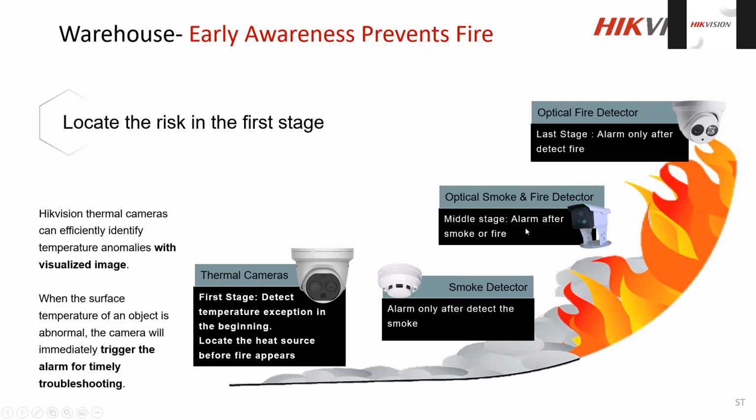We also have the optical smoke and fire detector, which uses the optical channel with an AI algorithm to identify whether there is smoke or fire. That also requires the fire or smoke to come into a certain range. And the optical fire detector, which is not for smoke, only for fire, is at the last stage. So on top of all these mechanisms, you can see the thermal camera is the best, which can give you the fastest notification when there's a fire.